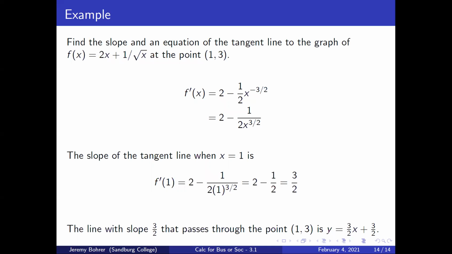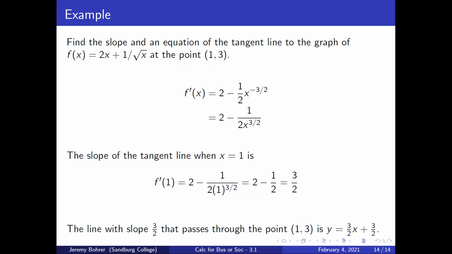Find the slope and an equation of the tangent line to the graph of f of x equals 2x plus 1 over the square root of x at the point 1, 3. F prime of x will be 2 minus 1/2 x to the negative 3/2, or 2 minus 1 over 2x to the 3/2. The slope of the tangent line when x equals 1 is f prime of 1 equals 2 minus 1 over 2 times 1 to the 3/2, which is 2 minus 1/2, which equals 3/2.